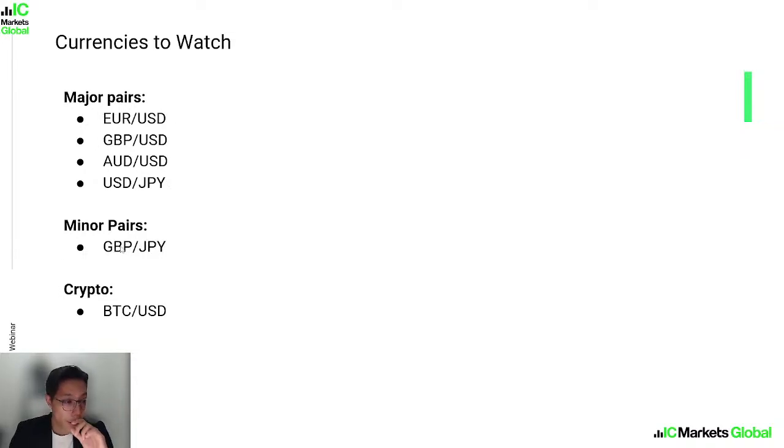And then minor pairs, GBP JPY is an optional one. This is more volatile. I love GBP JPY because it's more volatile. And then BTC USD is for those who are interested in trading crypto. All right, so these are the ones that I usually trade. And then of course we also have gold, which is XAU USD.